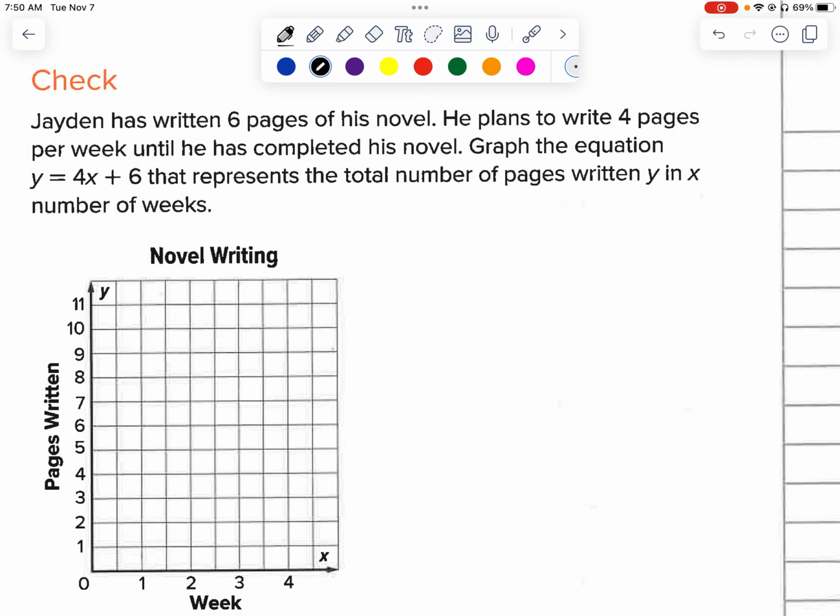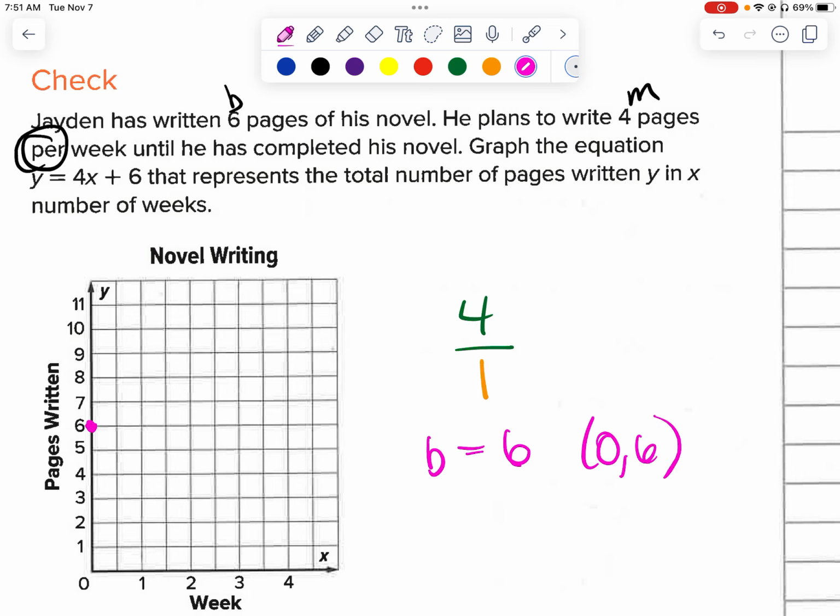So I'm going to come here. It says Jaden has written 6 pages of his novel. He plans to write 4 pages per week. So again, per week, so this is going to be my M value. This will be my B value. So I have my M value as 4 over, remember 4 is over 1, and then my B value is going to be 6.